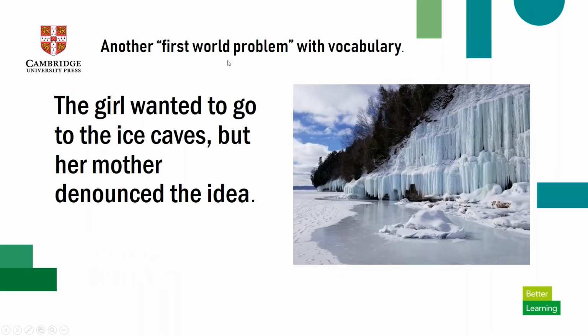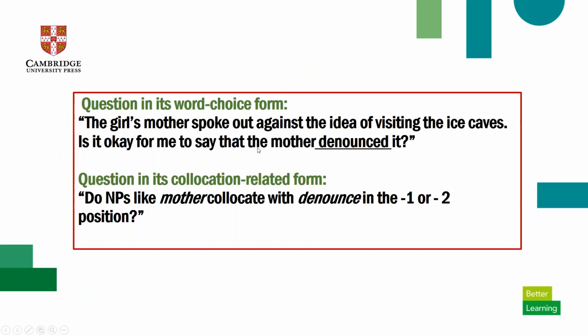Let's look at another first world problem with vocabulary. The girl wanted to go to the ice caves, but her mother denounced the idea. By the way, these are ice caves along Lake Superior in Michigan. They're really interesting. But anyway, if we frame a question about that in its word choice form, the girl's mother spoke out against the idea of visiting the ice caves. Spoke out against. I know that denounce means to speak out against. Is it okay for me to say that the mother denounced it?